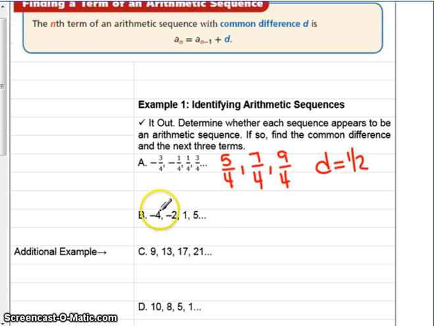Looking at example B, we have -4, -2, 1, and then 5, so we want to see if it's a common difference, or an arithmetic sequence, in other words. It looks like we're adding 2, adding 3, adding 4. So there's a definite pattern that I'm seeing. It is a sequence because there is a pattern. You add 2, you add 3, you add 4, the next would be add 5, add 6, add 7. But I am going to say that this is not an arithmetic sequence because you're not adding the same number each time. Up here we were adding 1/2 each time, and that's what made it arithmetic. So all we have to do is say no, because if it is arithmetic, that's when we find the next three terms. If it's not, we do not have to find the next three terms.